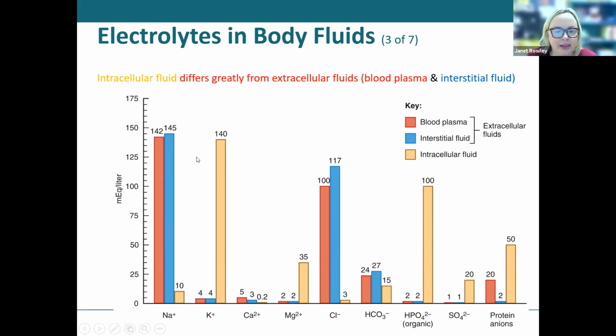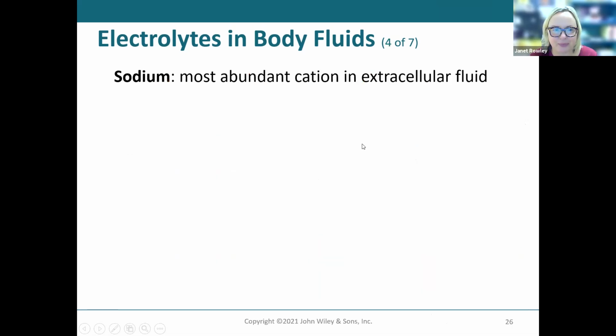Now let's compare the differences in the major ions. For sodium, we have much more of it outside the cell than inside the cell. Potassium is the opposite. We have much more inside the cell than out. Remember the sodium-potassium pump, and that's the situation our body likes. We notice magnesium is much different here. Intracellular, we have much higher. Phosphate, we have much more inside the cell than outside the cell, and sulfate as well. But we're going to get into more details about these.